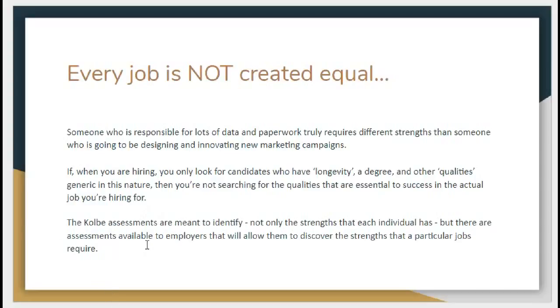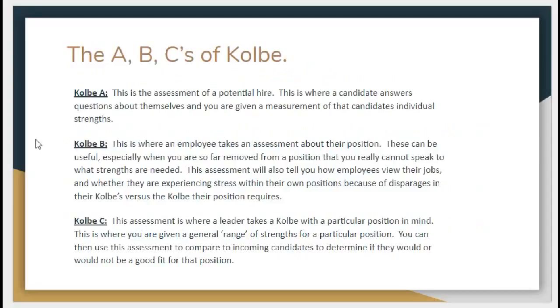That actually is the Kolbe C. You won't find that link on this page. There's only the Kolbe A, B, and Y. The Kolbe Y is for youth, so you can give this to your child as young as 6 or 7. The Kolbe C is something that you really have to work with Kolbe on. Now, the ABCs of Kolbe, since I am talking about Kolbe assessments, the Kolbe A, which you can find the link on this page, is the assessment for a potential hire. This is for a person to take about themselves, and it will tell you about what their strengths are.